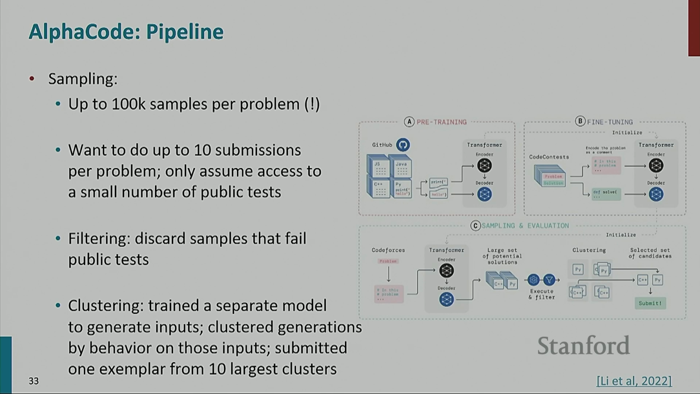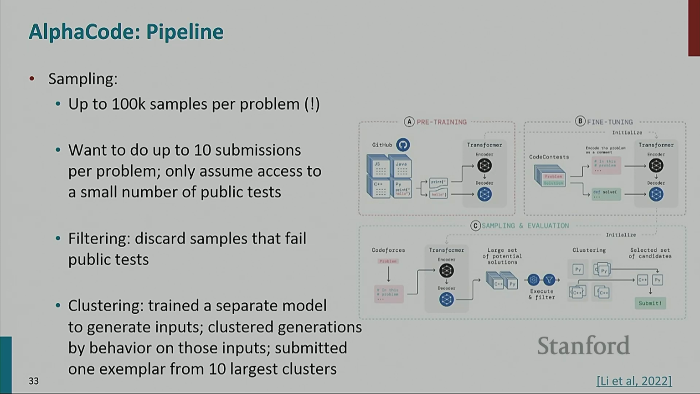And the thing that they really pushed in this paper was sampling. Right? So in the Codex paper, we were talking of up to 100 samples per problem, which is already a lot. It's something that just using the Codex API, you would have a lot of trouble doing. In AlphaCode, they massively parallelized this and did 100,000 samples per problem.